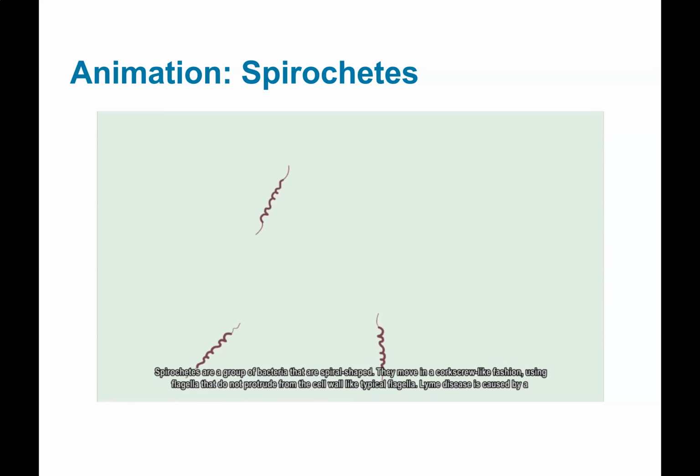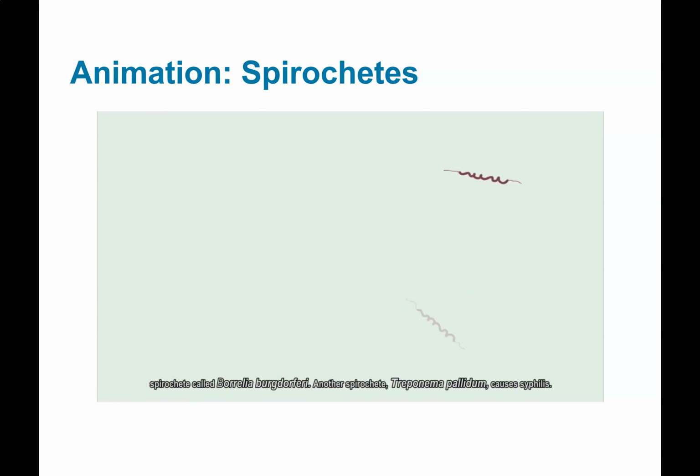Spirochetes are a group of bacteria that are spiral-shaped. They move in a corkscrew-like fashion, using flagella that do not protrude from the cell wall like typical flagella. Lyme disease is caused by a spirochete called Borrelia burgdorferi. Another spirochete, Treponema pallidum, causes syphilis.